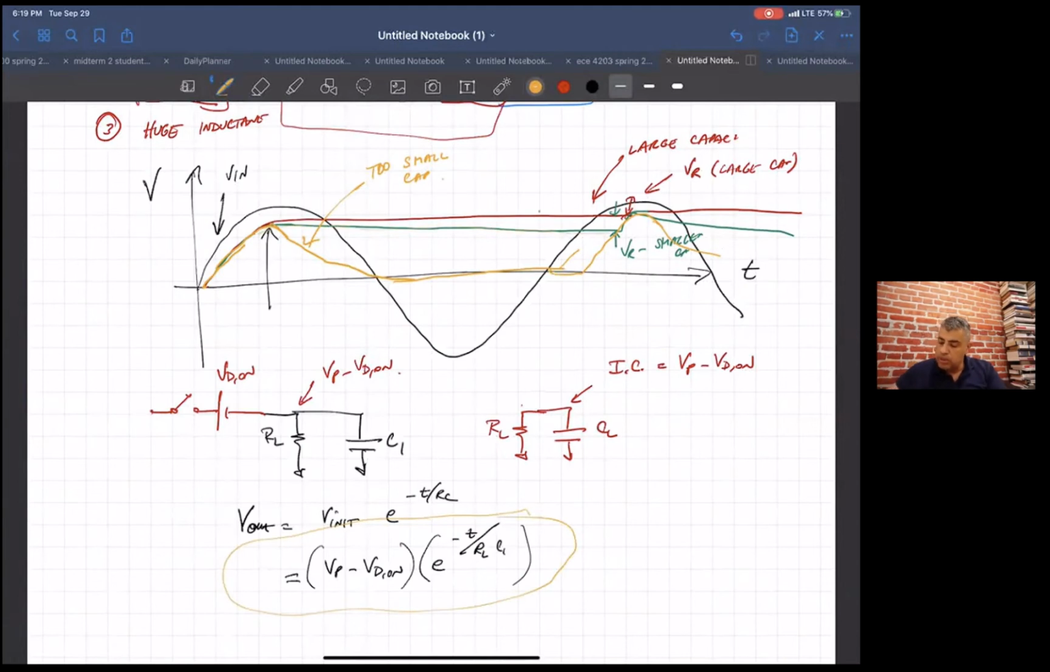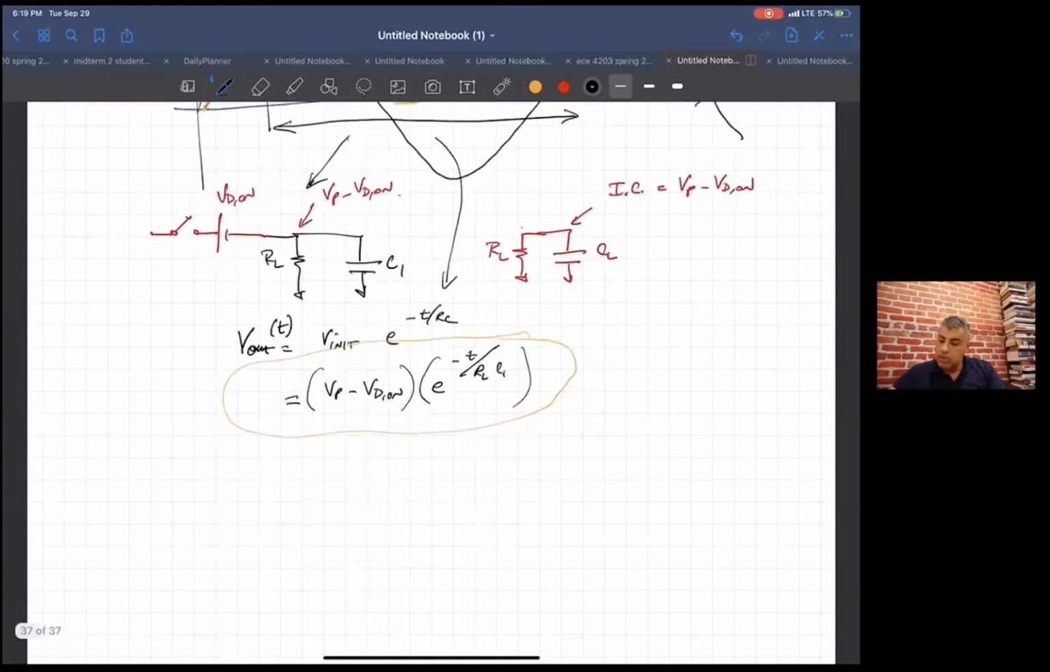So at any point along this curve, once the diode turns off, between these two times, this is the situation you have, and this is the equation you have. Okay, so it's got an exponential drop. The smaller R is, the bigger C is, the less of a drop you have. So what we want to know is, what size should we make C, given a certain R sub L.